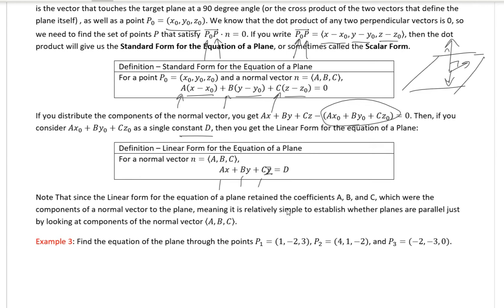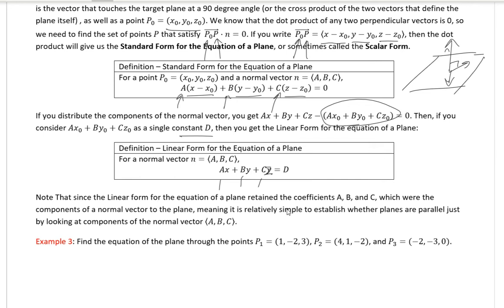Now, notice the linear form for the equation of the plane. One of the most useful things is that it retains A, B, and C, the components of the normal vector. So if you have an equation of the plane, you should be able to come away with the normal vector pretty easily.